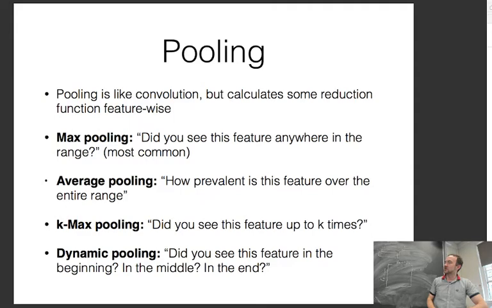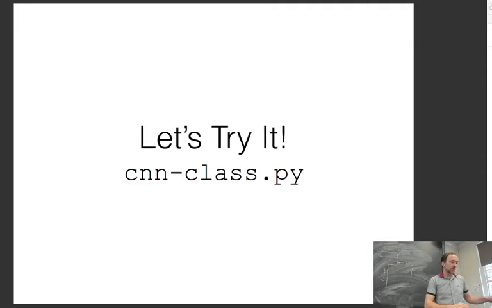And then dynamic pooling. This has been used a bit in a variety of places. This is basically like, did you see the feature in the first 10% of the sentence? Did you see it in the second 10% of the sentence? The third 10%? This is a good idea if you want to handle variable-length sentences. So you have a sentence of length 30, and you want to know things that appear in the beginning, middle, or end, etc. This has been used for a few applications, some of which I'll talk about later. Are there any questions so far?